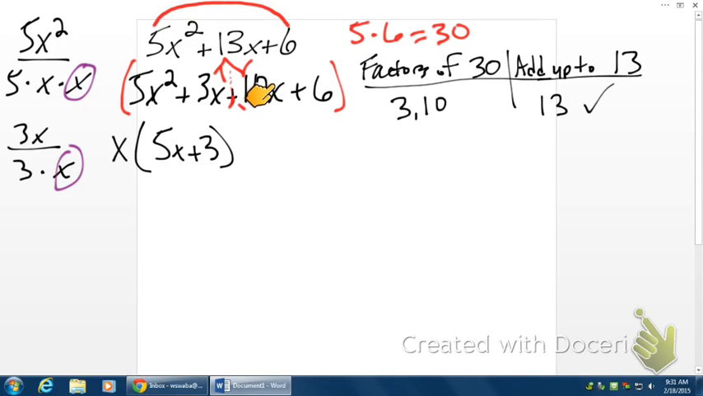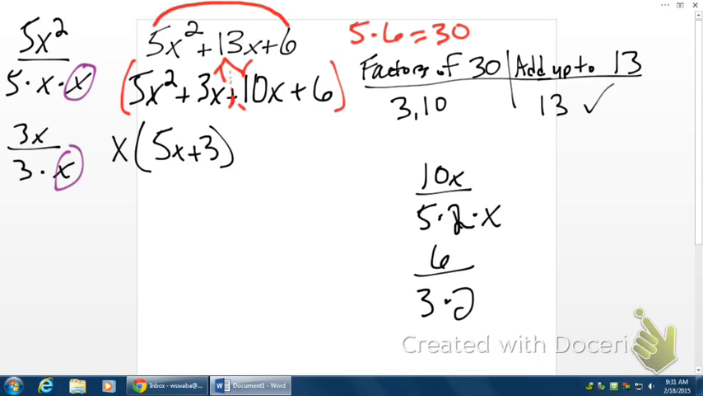Now we're going to look here and find the greatest common factors of 10x plus 6. Okay, so if you need to, come over to the side. 10x, I know 5 times 2 times x. Okay, from the 6, I know 3 times 2 gives me 6. So come over to the side and factor these numbers out completely.